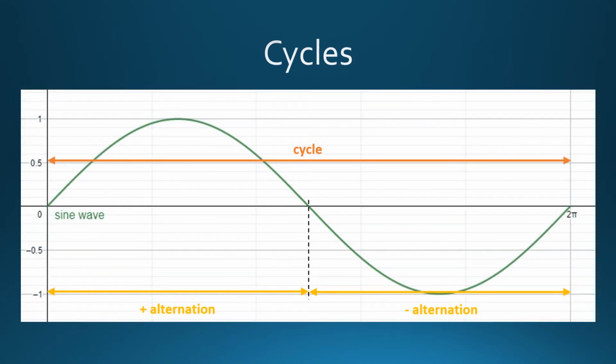A cycle of a sine wave is where the waveform starts to where the waveform repeats itself. After 2π, this waveform would repeat itself. So what we see here between 0 and 2π is considered one cycle. An alternation is half a cycle and is where the wave alternates from the positive to the negative, back to the positive, then to the negative, and so on, as it keeps repeating.